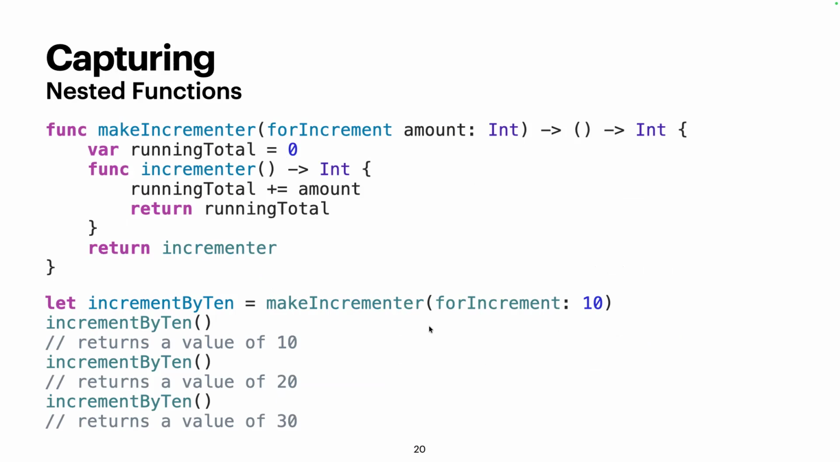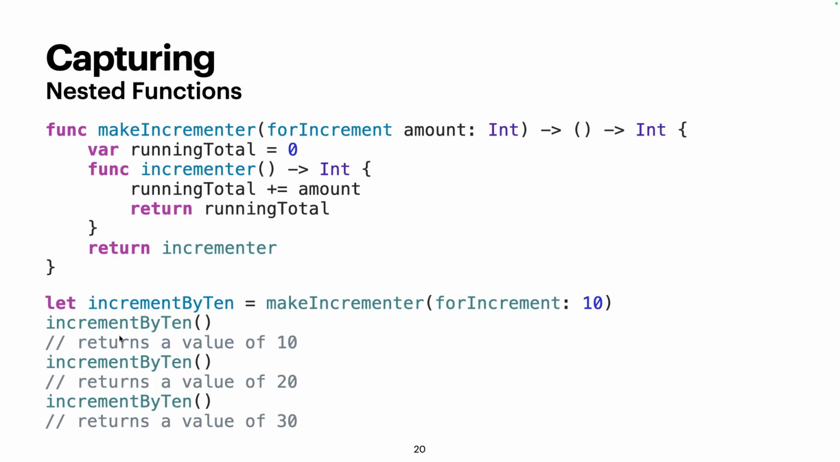So again, this is the same function, makeIncrementer. Let's create a new constant variable called incrementBy10, and we're going to assign it to whatever makeIncrementer returns, and we're passing 10 into amount. So what this does is that incrementBy10, right? It's not an integer. What is it? It's a function. It's a function that returns an integer.